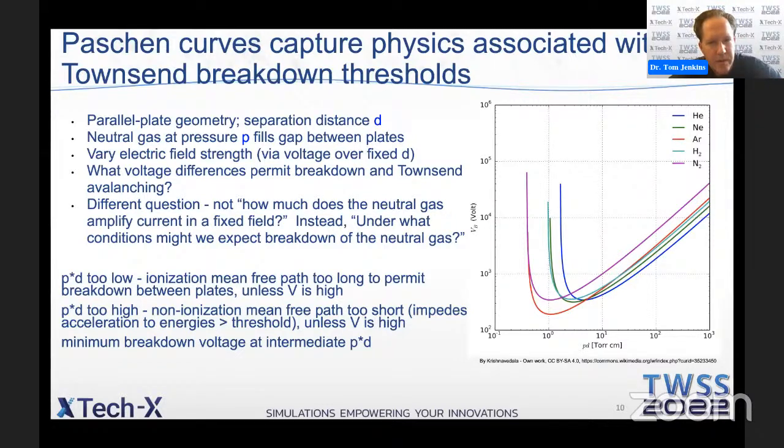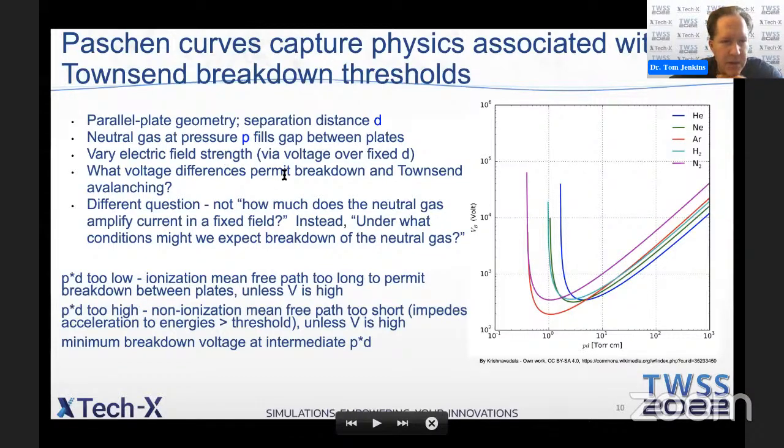But if I had a very strong voltage, you can imagine this avalanching, and there would be a breakdown and things would be more interesting. These Paschen curves tell you where that interesting physics is going to start, setting a threshold for where the breakdown will occur. So it's the same flavor of simulation. We have a parallel plate geometry, we have a separation distance, and we have a neutral gas filling the gap between the plates.